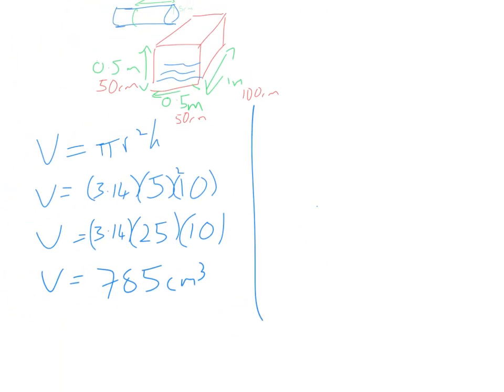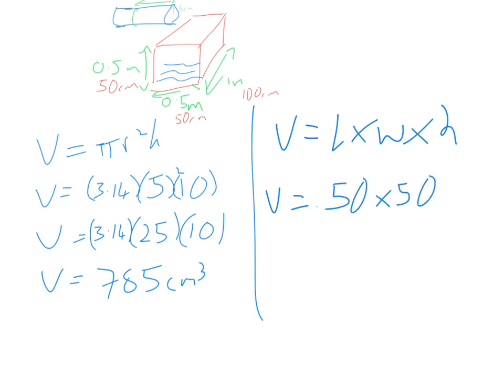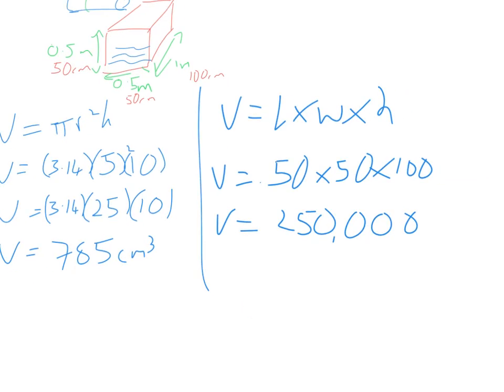So the total volume of that cuboid is going to be length times width times height. Again, we know how to do it, but it's really important that we write out the formula because that's what's going to get us marks. So then filling that in, that's 50 times 50 times 100. So that gives us the total volume of 250,000 centimeters cubed.